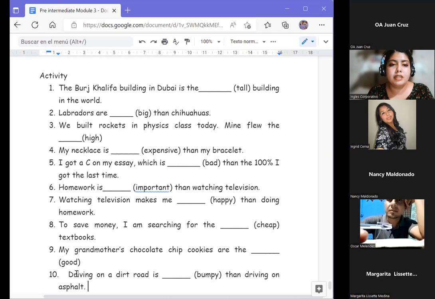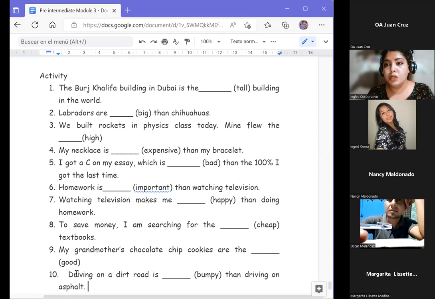My necklace is expensive than my bracelet. I got a C on my essay, which is bad than the 100% I got the last time. Homework is important than watching television. Watching television makes me happy than doing homework. To save money, I am searching for the cheap textbook. My grandmother's chocolate chip cookies are the good. Driving on a dirt road is bumpy than driving on asphalt.